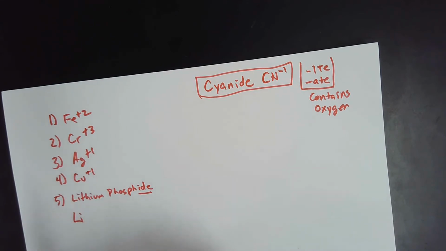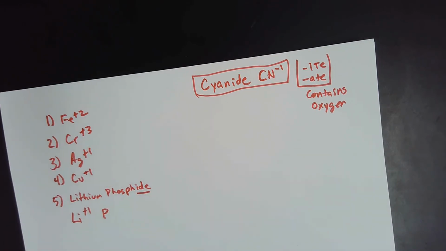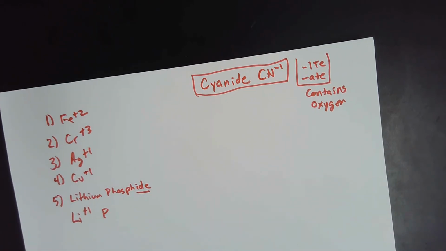Lithium. It's in group 1A. What's its charge going to be? Plus 1. Phosphide, which is phosphorus, is in group 5A. What's its charge going to be? What's 5 minus 8?